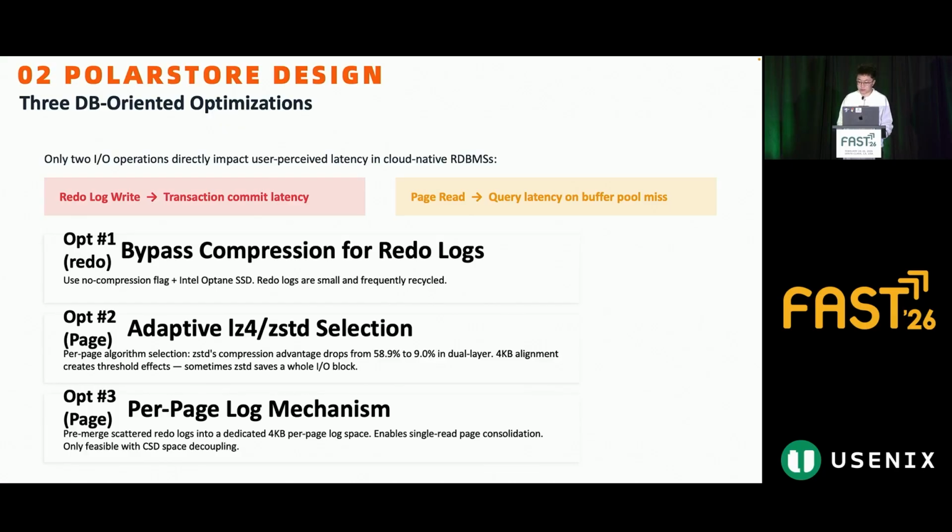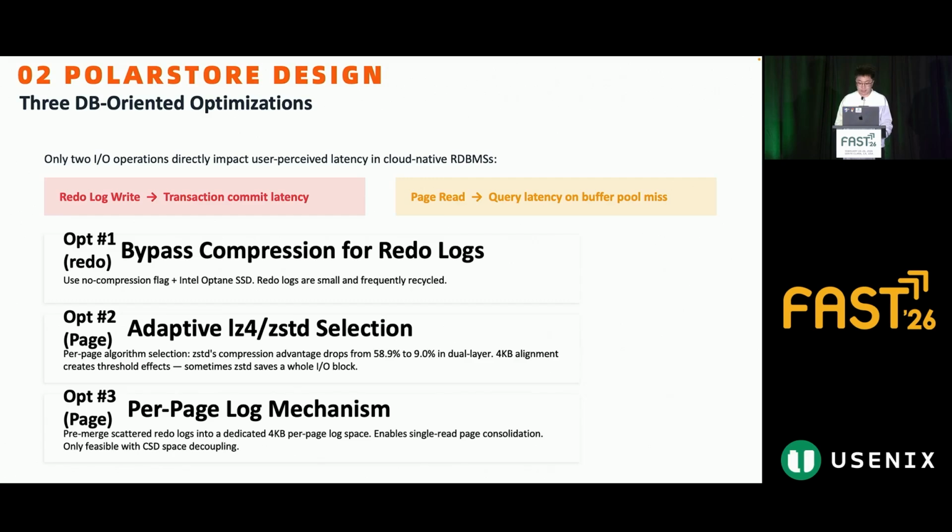Furthermore, since our storage only serves PolarDB, we can do many database-specific optimizations. Before going into the details, let me first talk about two key I/O metrics we care about. The first one is the redo log write latency, which directly affects transaction commit. The second one is the page read latency, which affects query performance when we have a buffer pool miss. Based on these two metrics, we designed three optimizations.